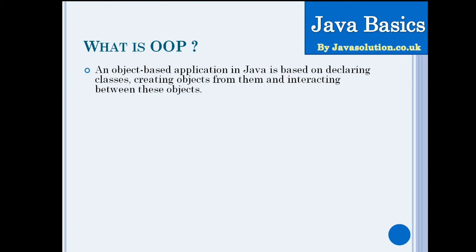An object-based application in Java is based on declaring classes, creating objects from them, and interacting between these objects. Mainly in object-oriented programming, we have objects, and the objects behave like real-world objects, and they communicate with each other. They pass messages to each other, and they inherit the properties from their parent classes.